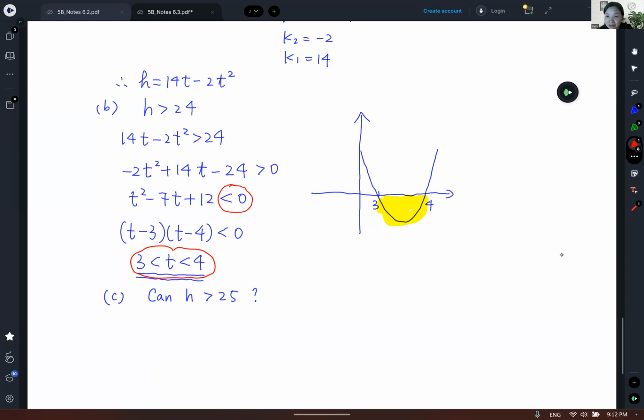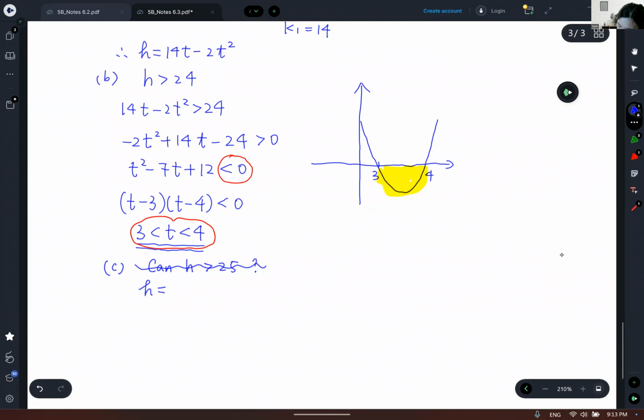So all I suggest is that if it's a yes or no question, can it exceed? You should just back down and say, maybe it can, maybe it cannot. So you have to do investigation. To do investigation, you do not set up the inequality. So you will scratch the inequality and go back to this formula and find out something more about this formula. Now this is h equals 14t minus 2t squared.